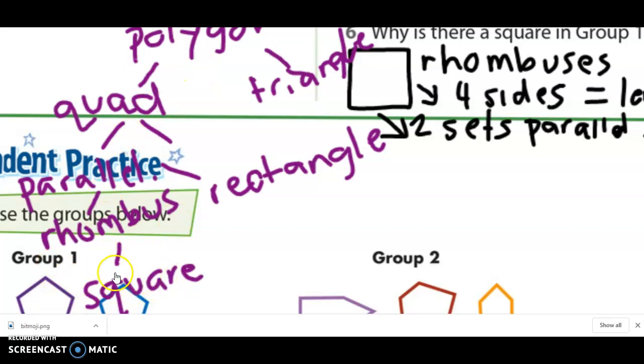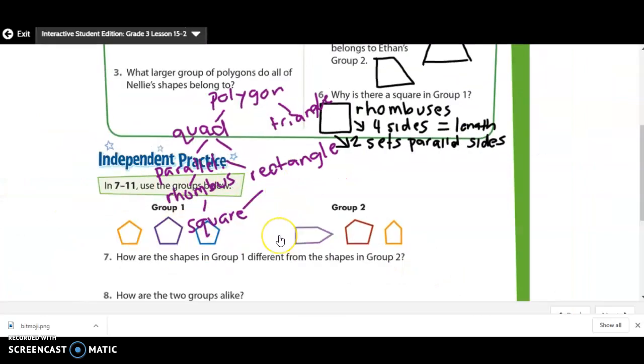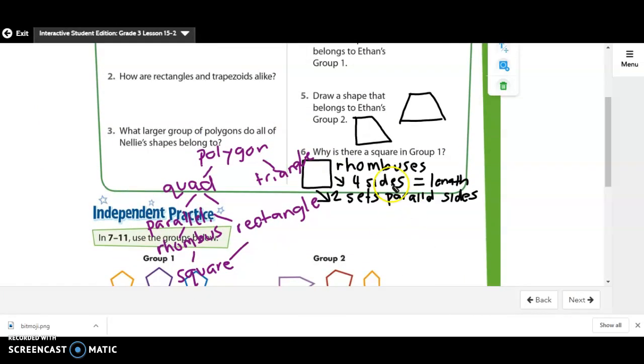If something is a square, it's also a rhombus, it's also a rectangle, it's also a parallelogram, it's also a quadrilateral. A square is just the most specific name that we can give it. So yeah, it's still considered a rhombus.